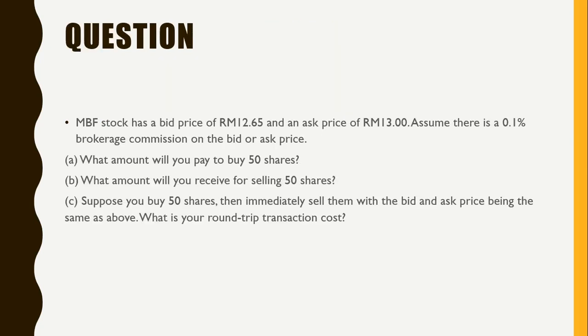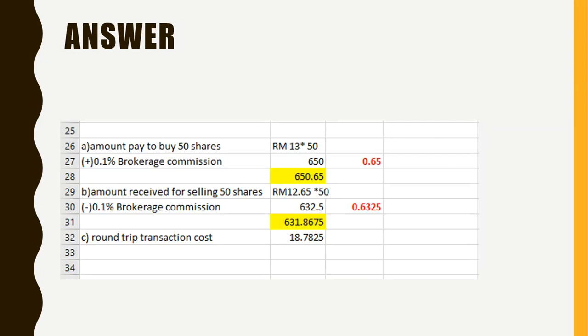Let's look at the question. NBF stock has a bid price of 12 ringgit 65 cents and ask price of 13 ringgit. Assume there is 0.1% brokerage commission on the bid price. So we calculate what is the answer.